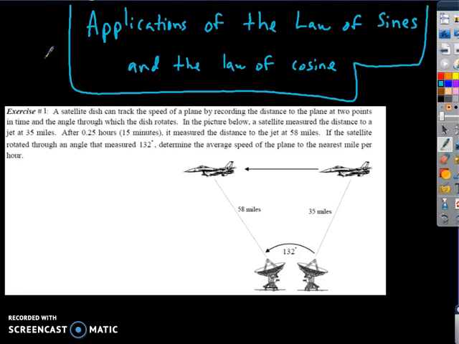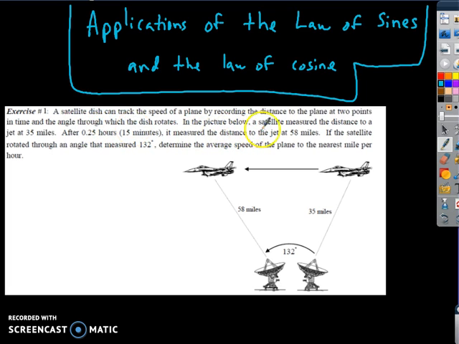Okay, so this video is about applications of the law of sines and cosines. And this is our first question. A satellite dish can track the speed of a plane while recording the distance to the plane at 2 points in time and the angle through which the dish rotates.